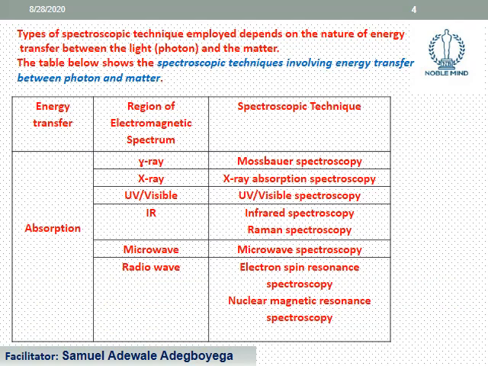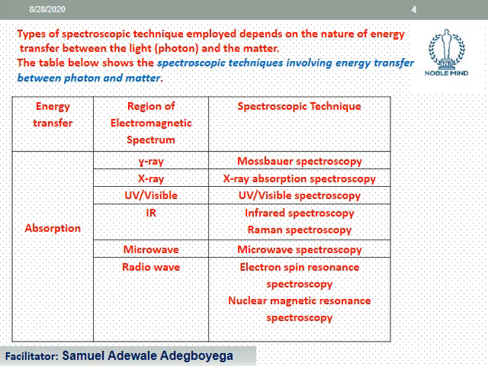We have different types of spectroscopic technique, and the type you apply depends on the nature of energy transfer between light, you may also call it photon, and the matter. We have a table here which shows the different techniques that involve energy transfer between photon and matter. What's the nature of energy transfer here? Absorption, depending on the region of the electromagnetic spectrum where they absorb radiation.